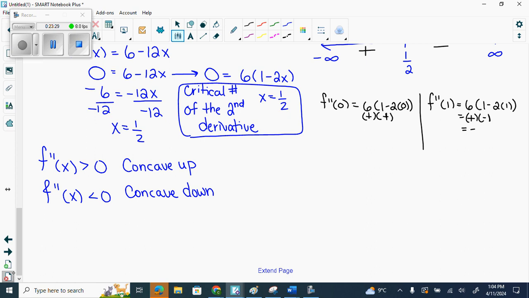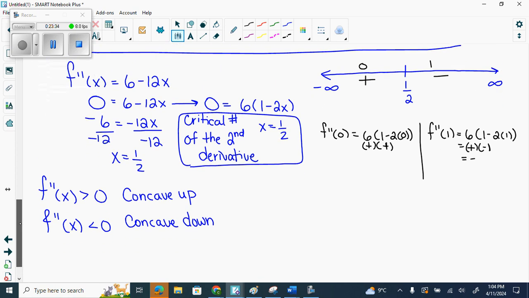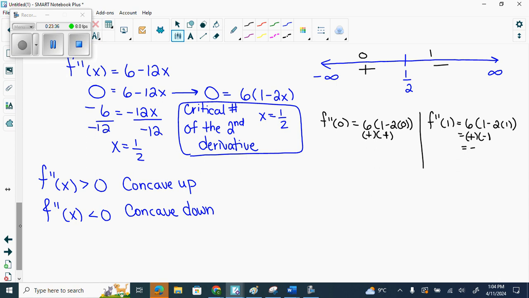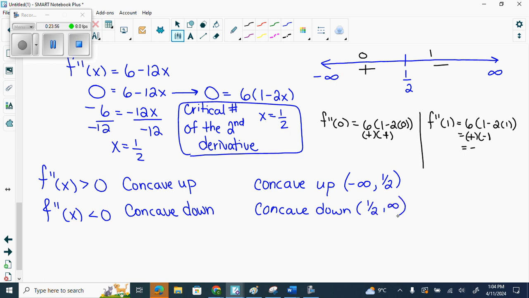We're here. So we know that this graph is concave up. Where? This graph is concave up where? From negative infinity to a half. And it is concave down from one half to infinity. Right? Go to your calculator. Do what I'm saying, please. Follow exactly what I'm saying.